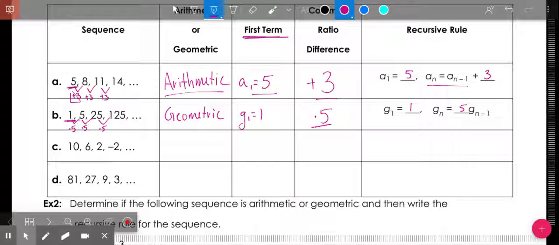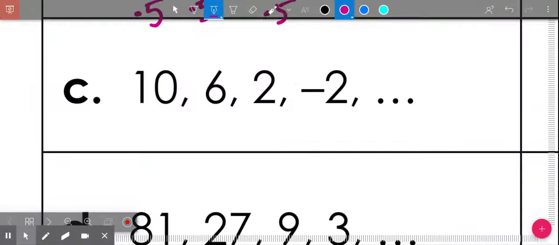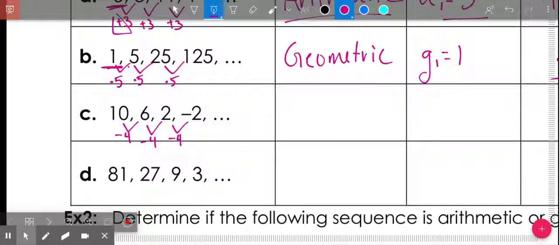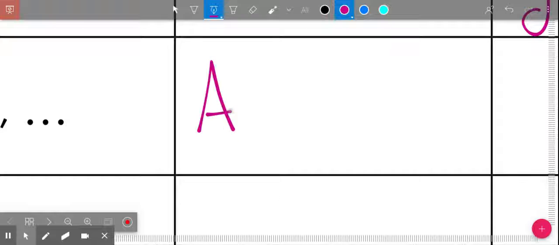All right, so notice that the next two are blank, so that means we're going to be filling in all of the pieces that go with them. So look at the first one. To go from 10 to 6, we're subtracting 4. 6 to 2, we're subtracting 4. And 2 to negative 2, we're subtracting 4. Since we are subtracting by the same thing every single time, that makes it arithmetic.